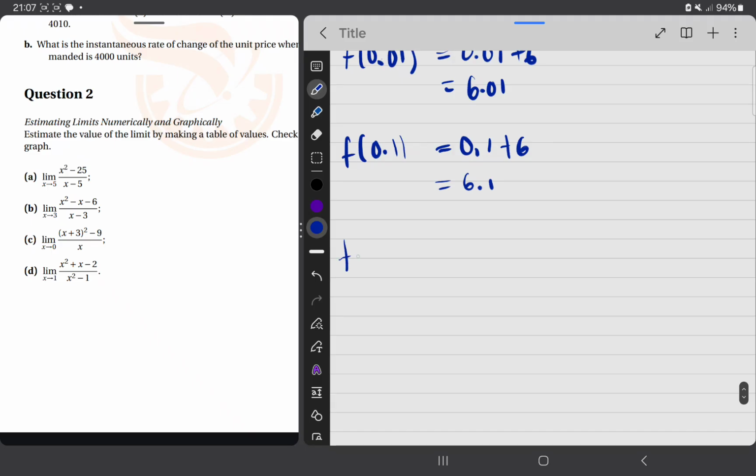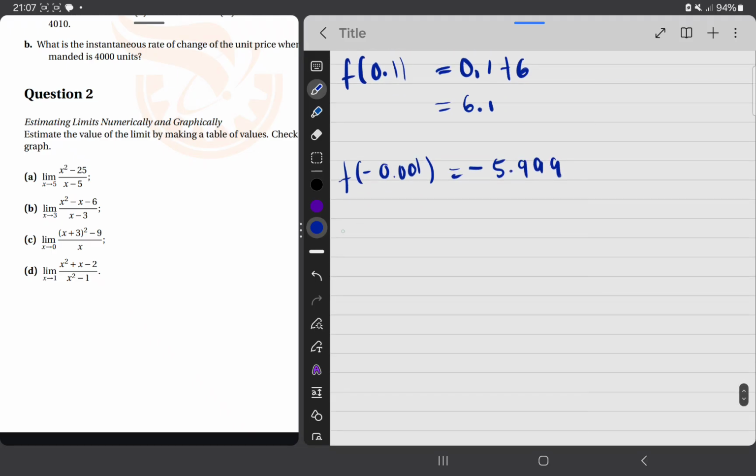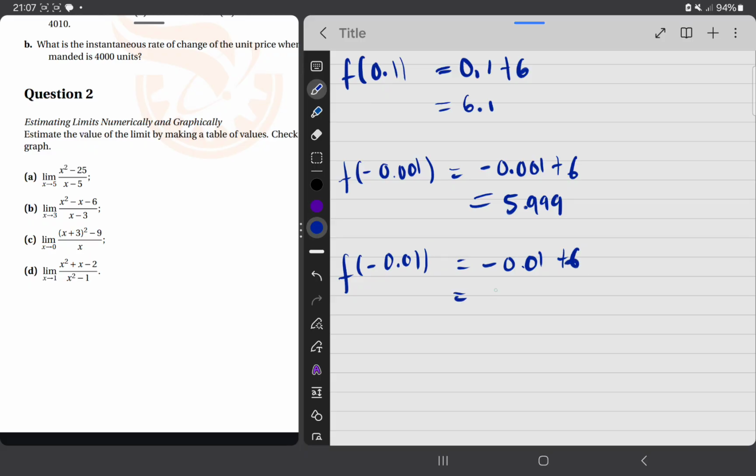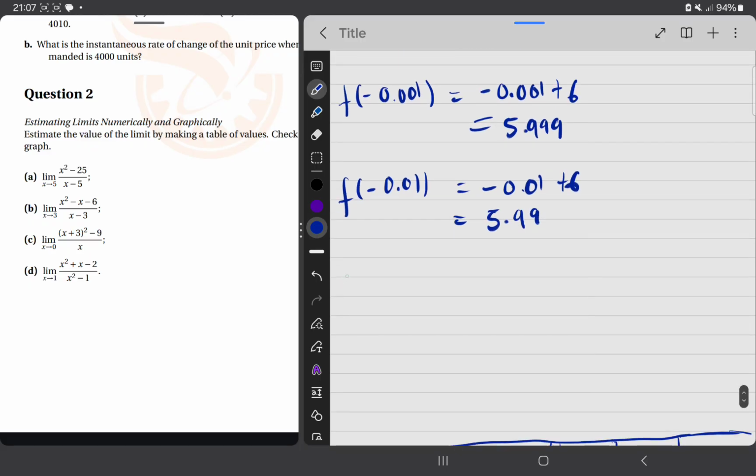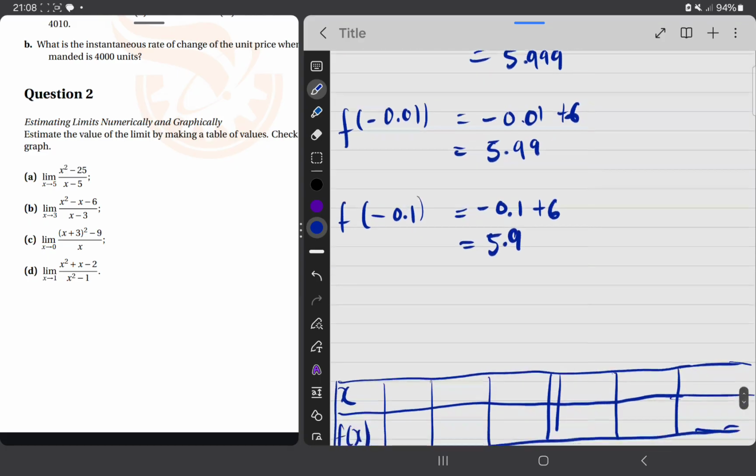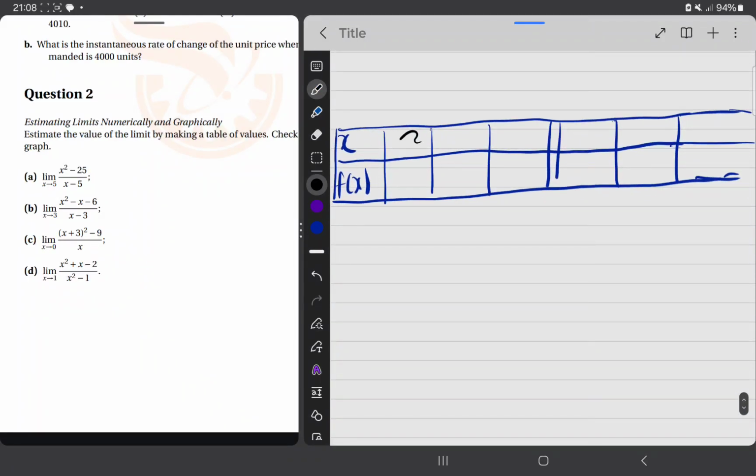Then we go again and say f of negative 0.001. This is negative 0.001 plus 6, which gives you 5.999. Here we do f of negative 0.01. It is just going to be negative 0.01 plus 6, which is 5.99. And now you can say f of negative 0.1 is just going to be negative 0.1 plus 6, and you get 5.9. Here are the solutions, which we now put in our table of x and f of x.